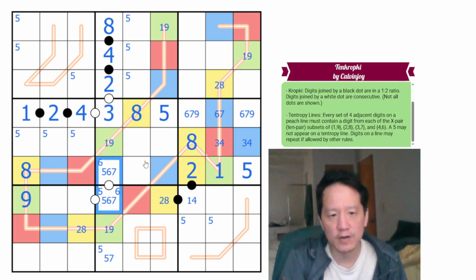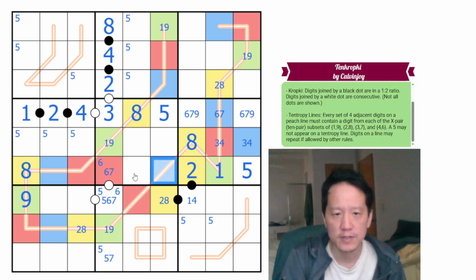This can't be 5 because of this 5. This is a 6 or 7. We already have 2 blues. This has to be the red 6 or 7 then. Which means this has to be green and therefore 9, which makes this a 1, which makes that a 9.